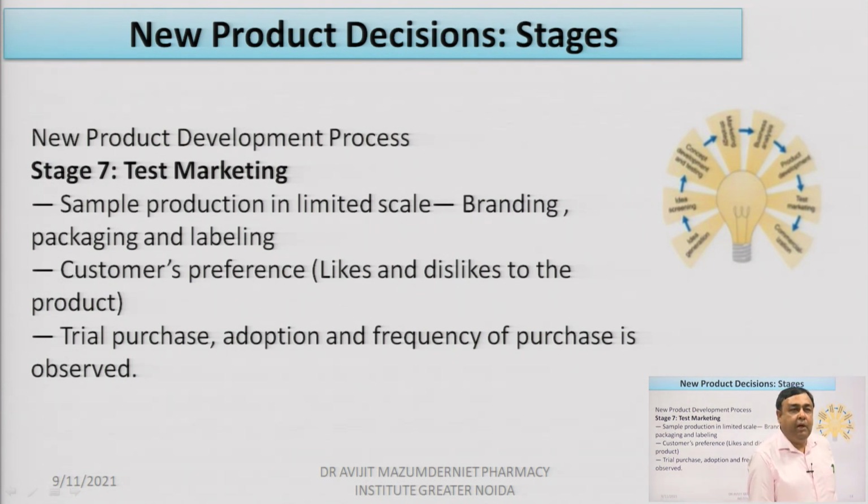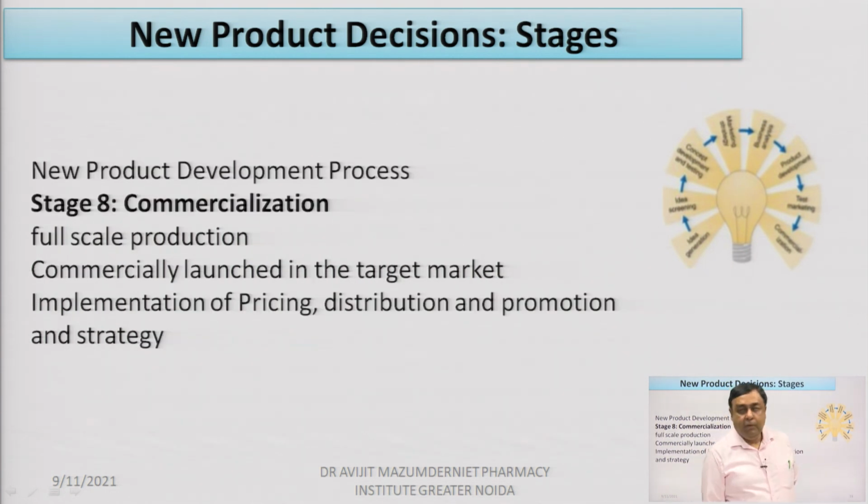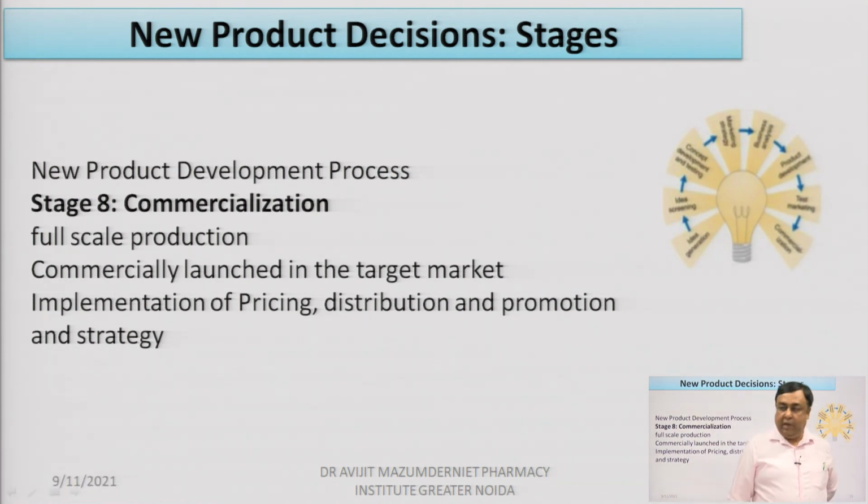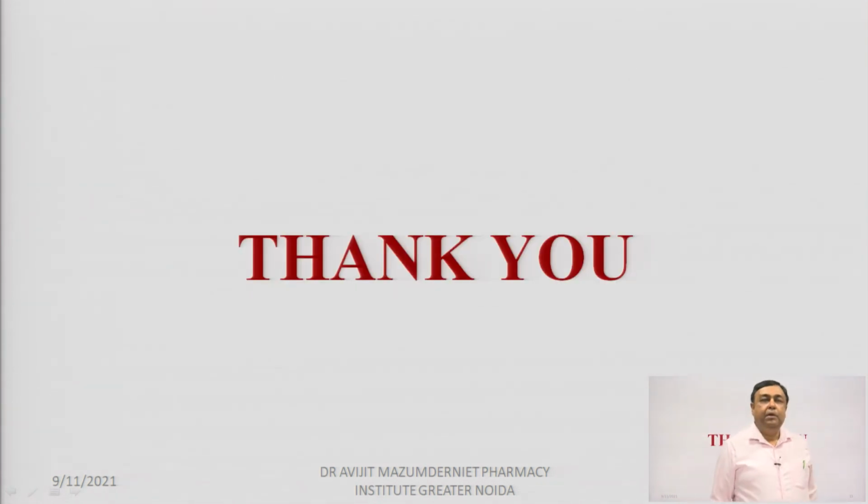Then in stage number 7, test marketing, sample production on a limited scale, branding, packaging and labeling are done. The customer preference, likes and dislikes for the product are tested. We go for a trial purchase, and adoption and frequency of purchase are generally observed for a new product. Finally, in commercialization, we go for full scale production, commercially launch on the target market, and the implementation of pricing, distribution, promotion and strategy are closely observed. With this, we are coming to the end of new product development, followed by product positioning.